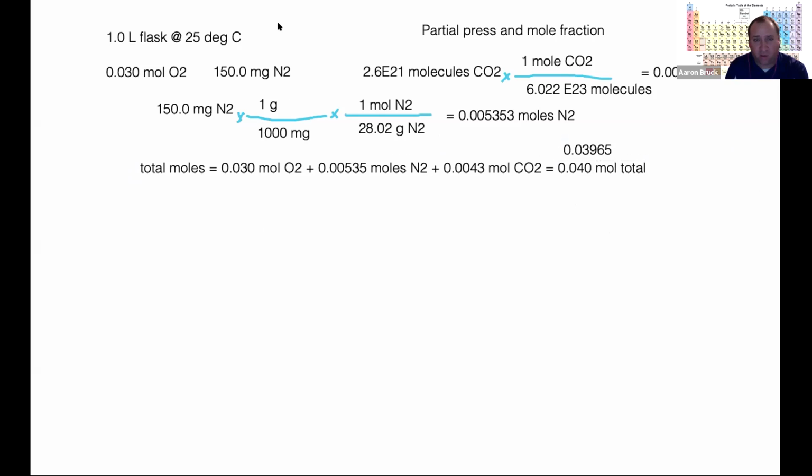Remember, for adding, we always have to round to the leftmost estimated digit. So we have 3 decimal places here, 5 here, and 4 here, which means each of these 3 digits was estimated. So we round to the leftmost estimated, which means our final answer has 3 decimal places as well. So we've done the first step. We've figured out the total number of moles.